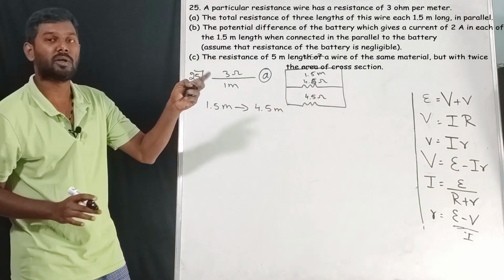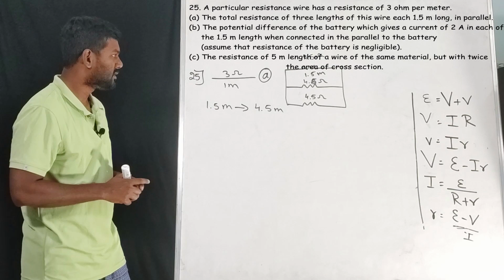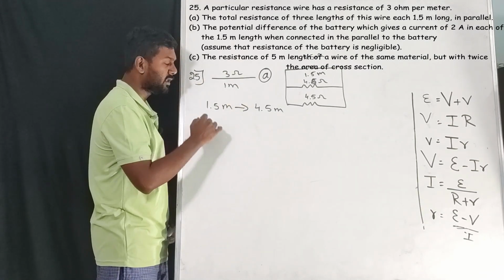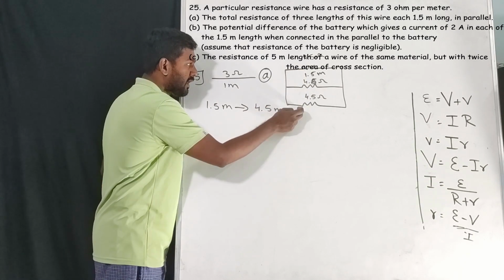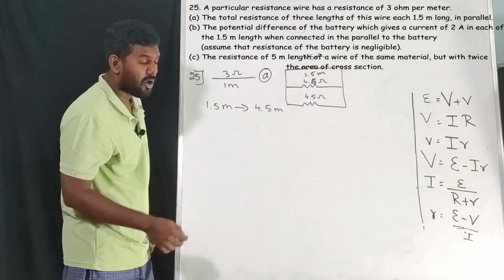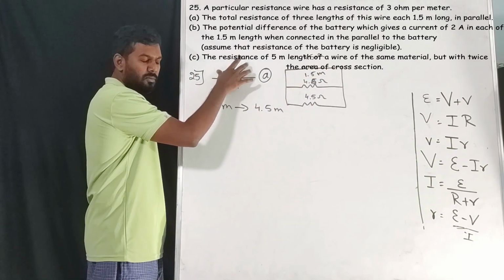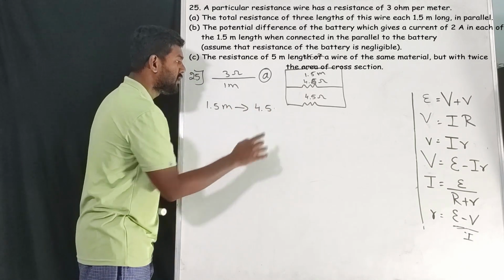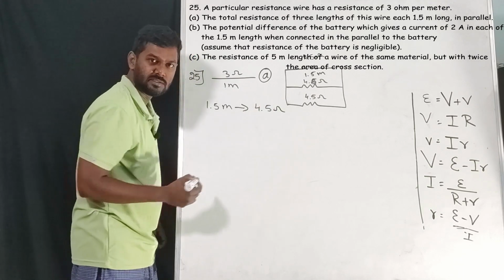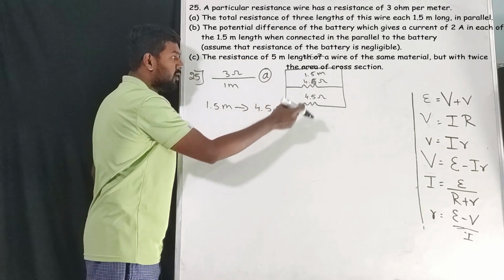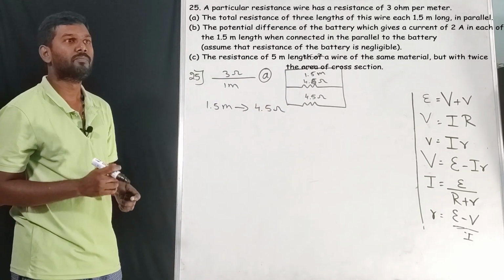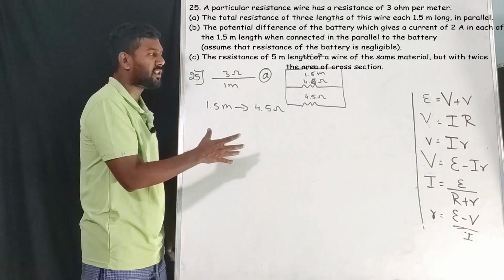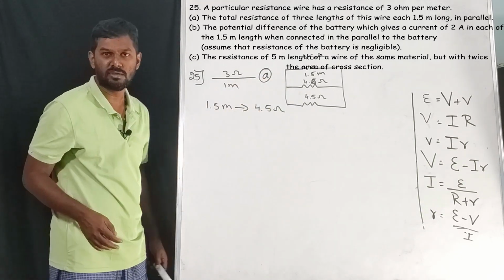This is the important thing. First, this one you need to understand. See, for 1 meter length, the resistance is 3 ohm, and they are telling there are 3 resistors connected in parallel of length 1.5 meter. For 1 meter, if it is 3 ohm, for 1.5 it will be 4.5. 4.5 is the value of one resistance. We have 3 resistances connected in parallel. Now we have to find the effective resistance. That's it. See, if you understand the question properly, then we can solve our answer.